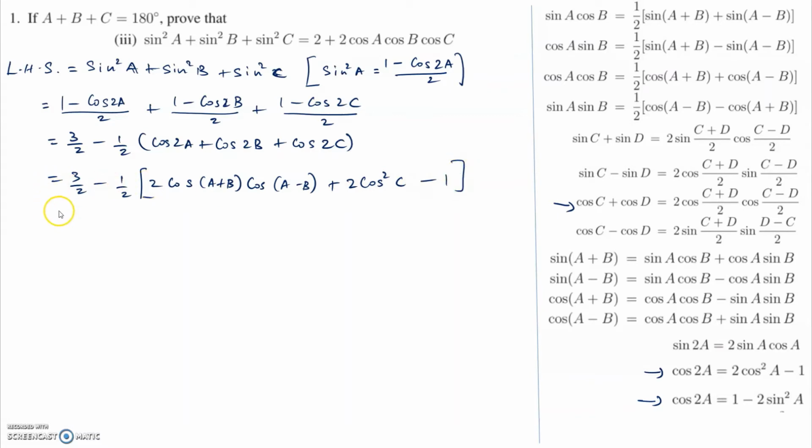If you open the brackets and rearrange this, this will become 3 by 2. Then this 1 by 2, when it goes inside, becomes plus 1 by 2. And when you multiply with this term, 2 and 2 will get cancelled. Minus cos (a plus b) into cos (a minus b). Again, this 2 will get cancelled. So this is minus cos squared c.